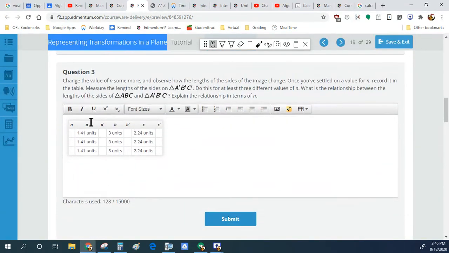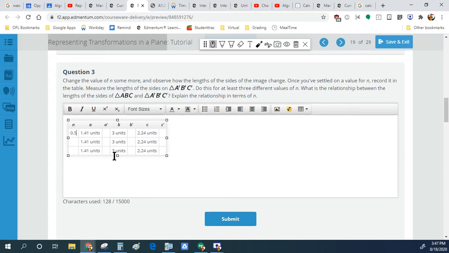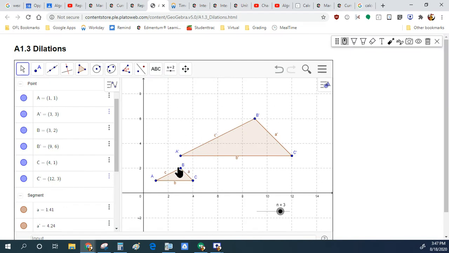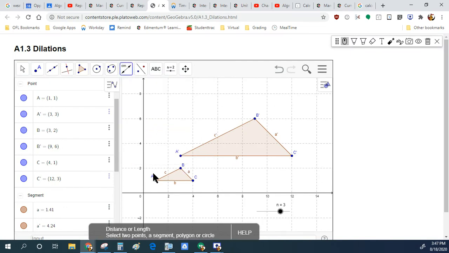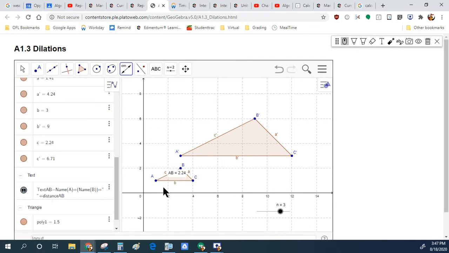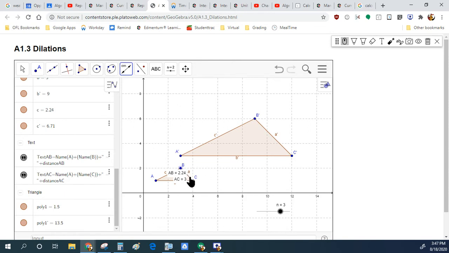All right, this next one is, okay, let's measure the lengths. I'm going to use the same numbers. I'm going to use 1/2, I'll just put 0.5 this time. I'm going to use 2, and I'm going to use 3. So I'm going to go back to my triangle over here and measure the distance. I'm going to measure from A to B, from A to C, and also B to C. And I'm going to do it for all of these too.